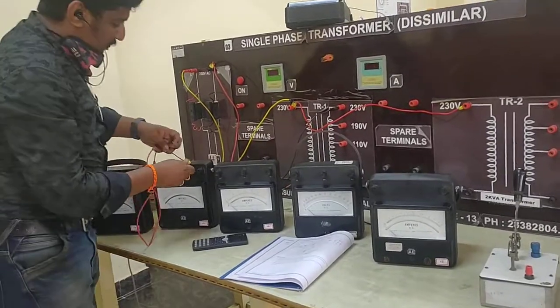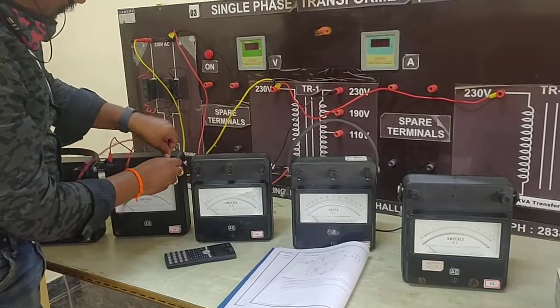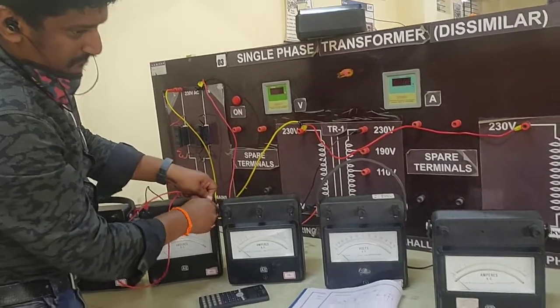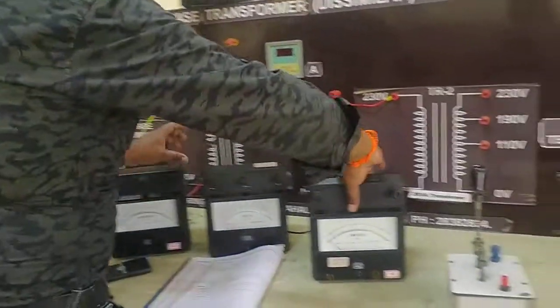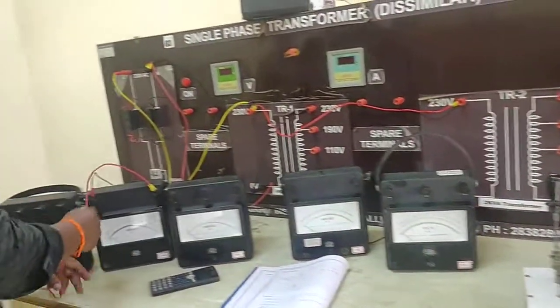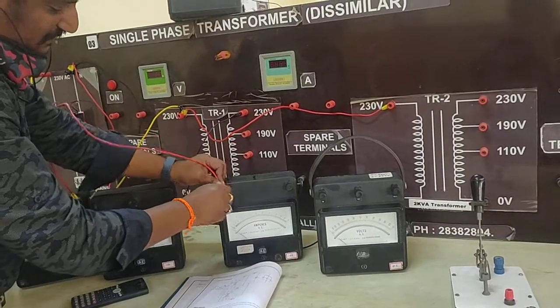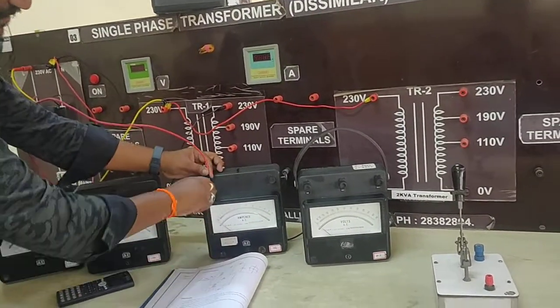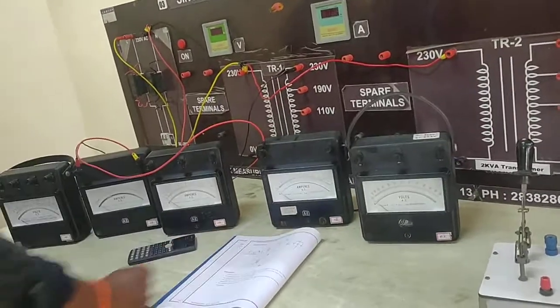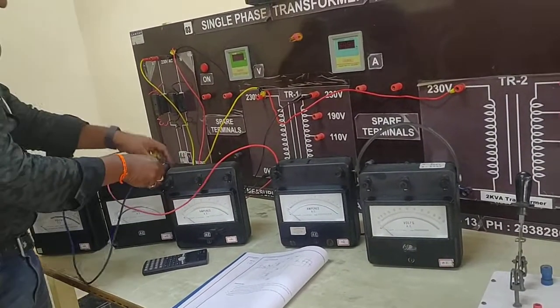Next, the second part of the transformer should go to the third ammeter. The second part of the transformer should go to one more 0 to 10 amps ammeter, because both are in series. So the second part also goes to the second part. Again, one more wire I am taking here.